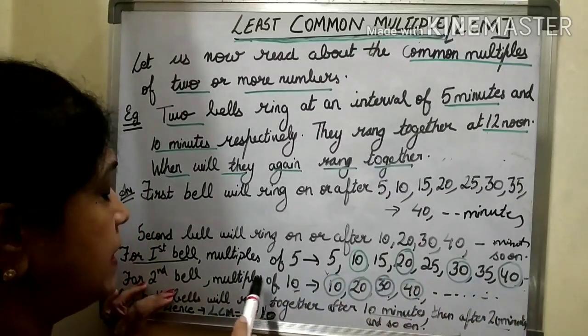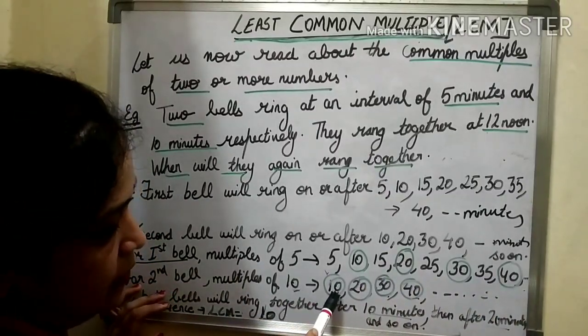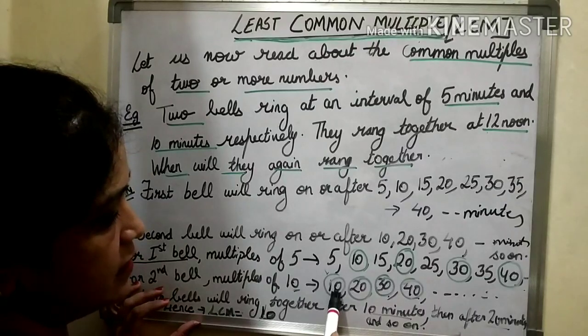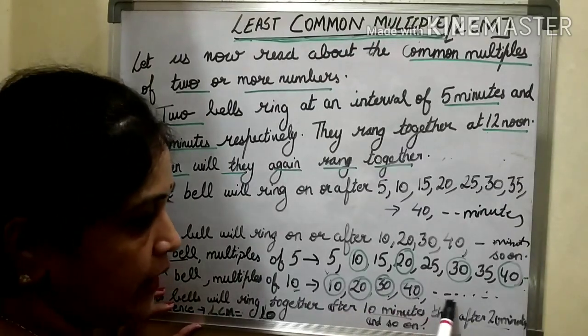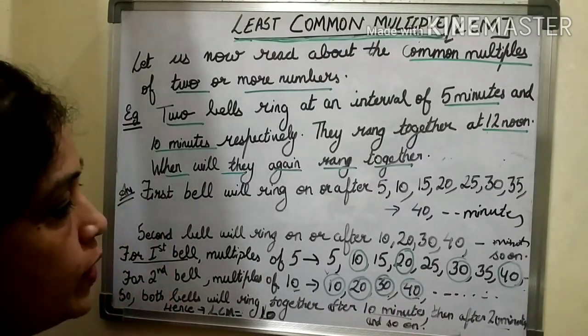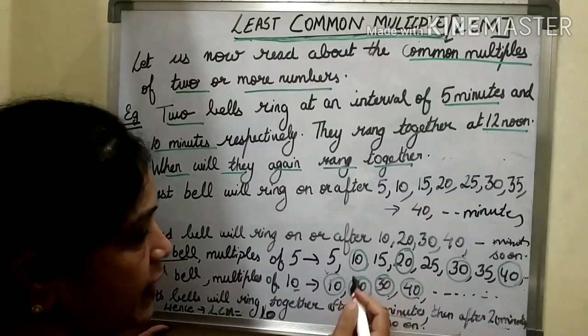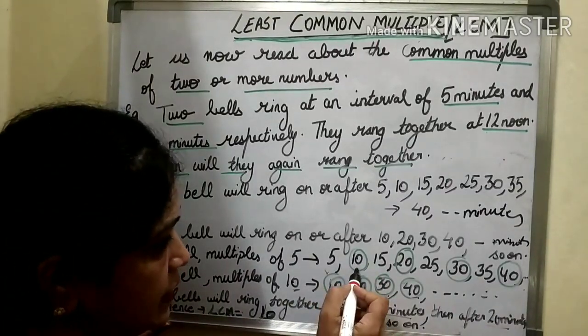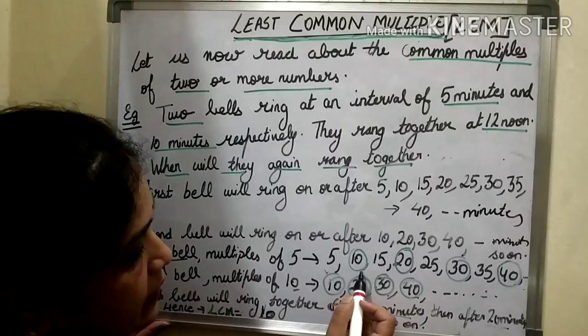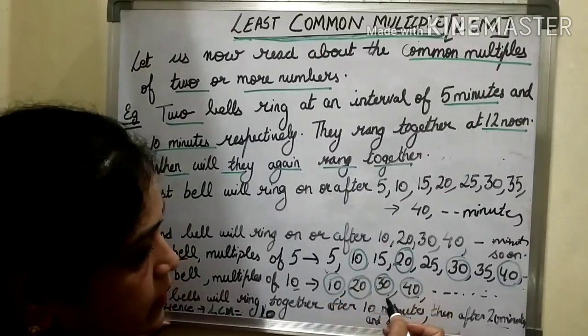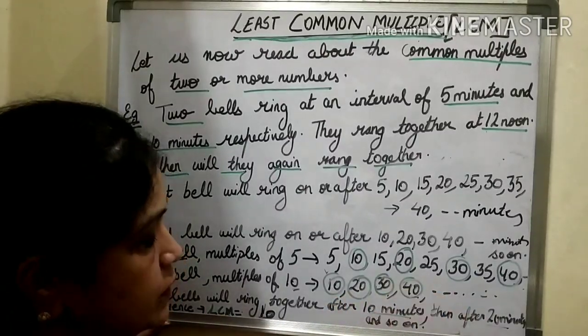For the second bell, multiples of 10 are there. That means the bell will ring after every 10 minutes, that is 10, 20, 30, 40 and so on. Now we are going to find the common multiples of 5 and 10. What are the common multiples? See the numbers which I have encircled: 10, 20, 30, 40. These are the common multiples of 5 and 10.